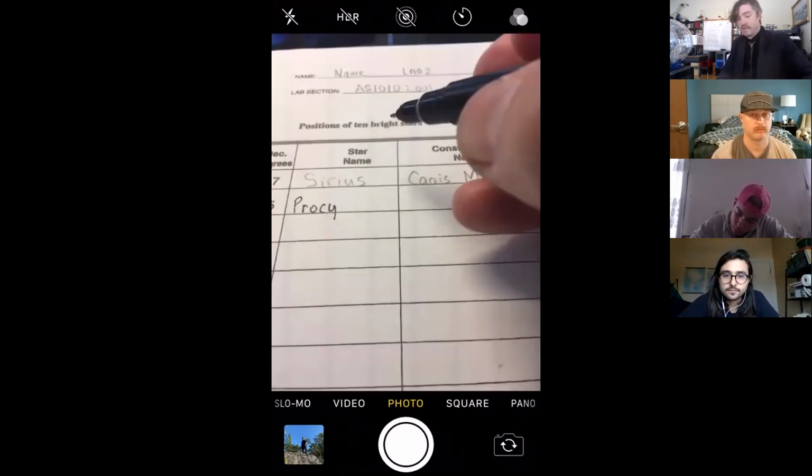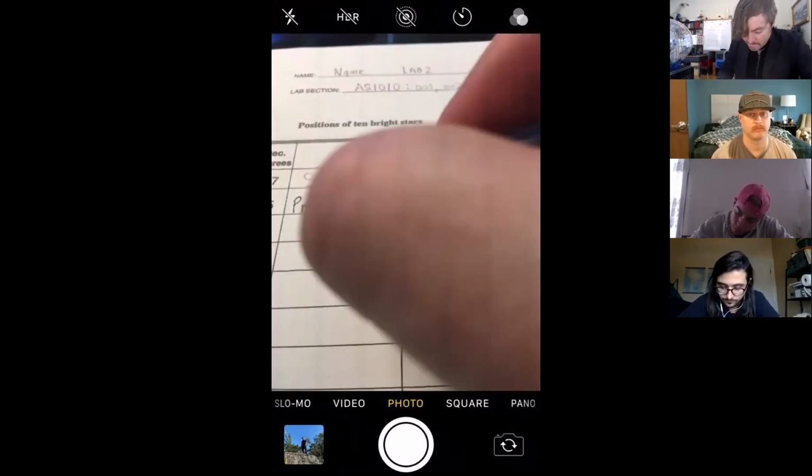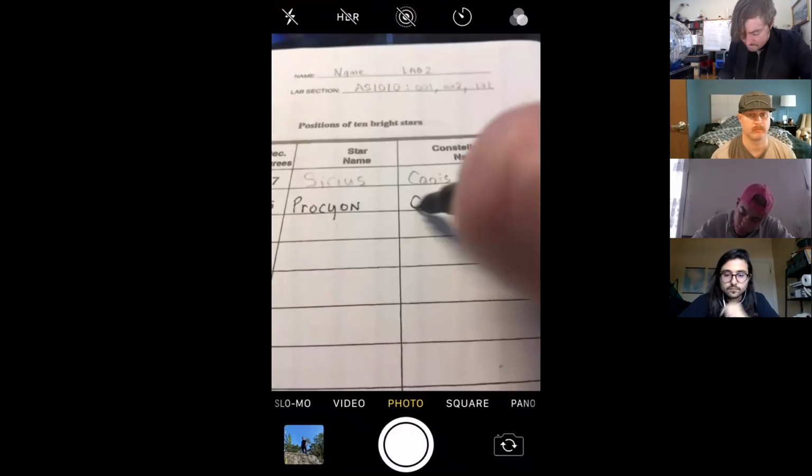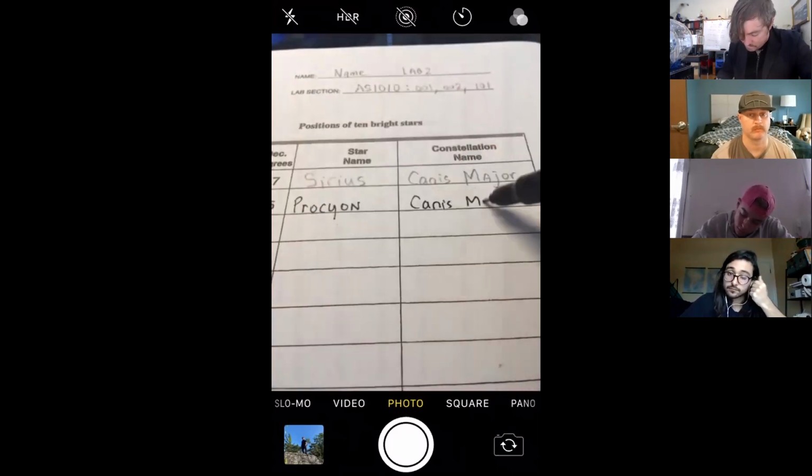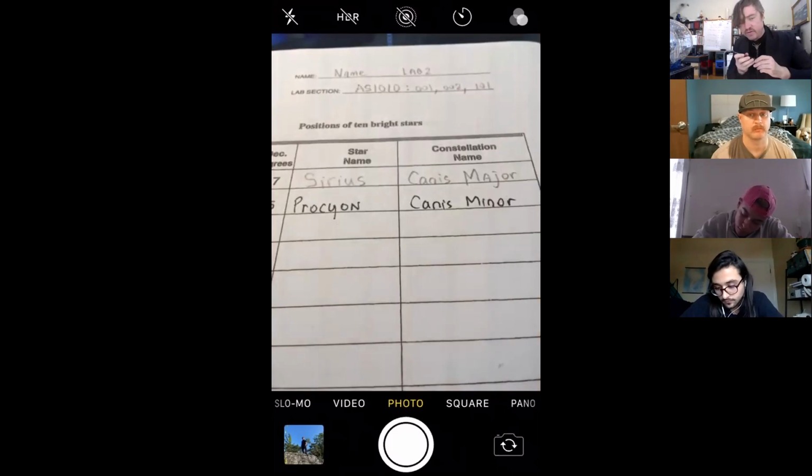Am I spelling that right? Yeah. Normally, I always do this in pencil, but I'm worried that the pencil's kind of hard to see on my phone there.